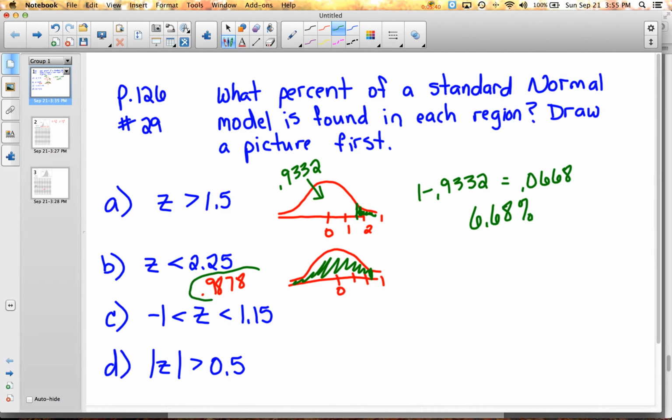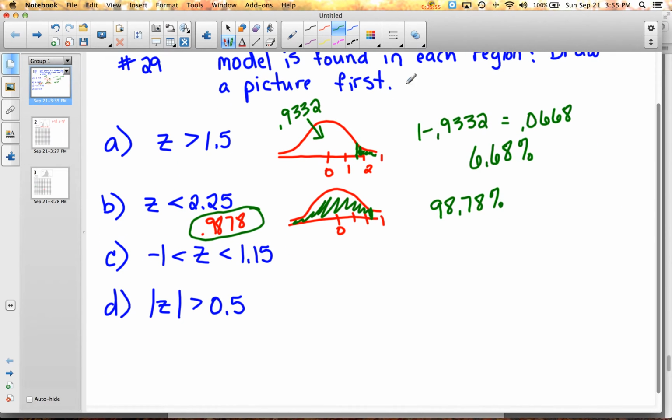So this time it was less than. So when it's less than, you don't have to subtract. So we have about 98.78% shaded to the left of that value. The next problem is a little interesting, because now I have two values. I'm saying that z is in between -1 and 1.15.